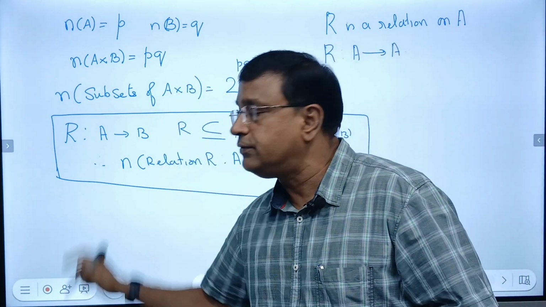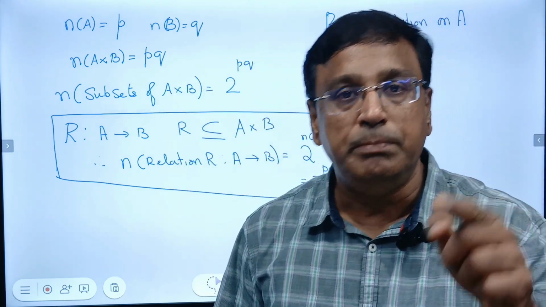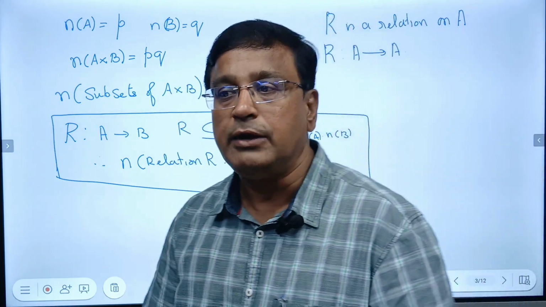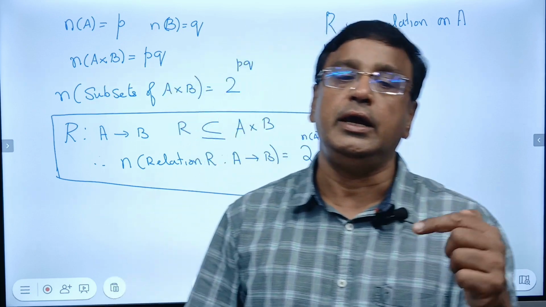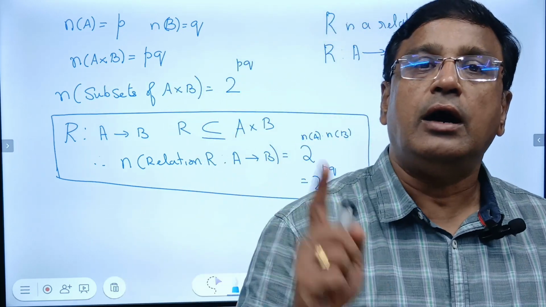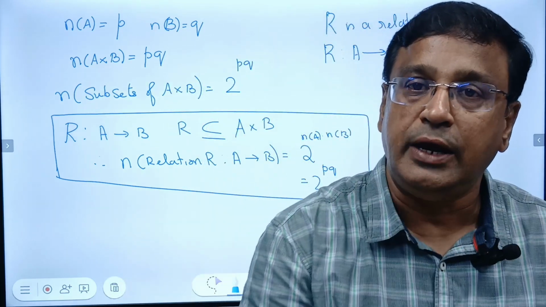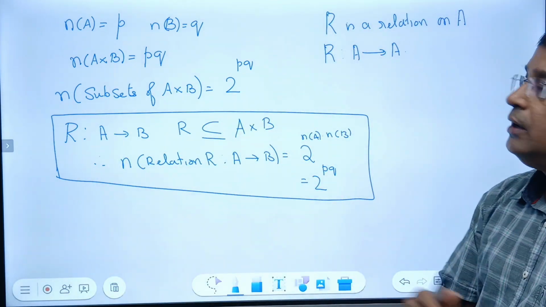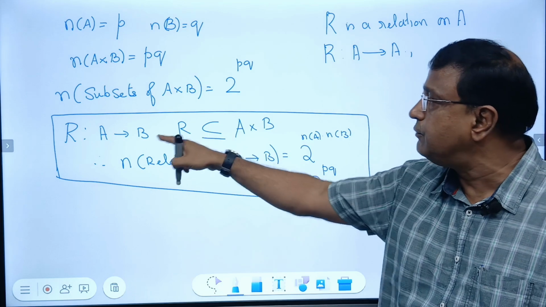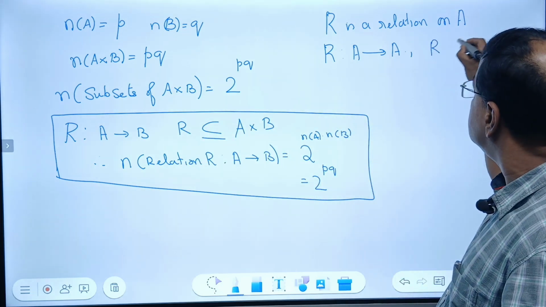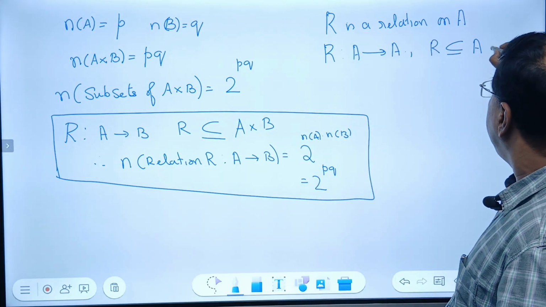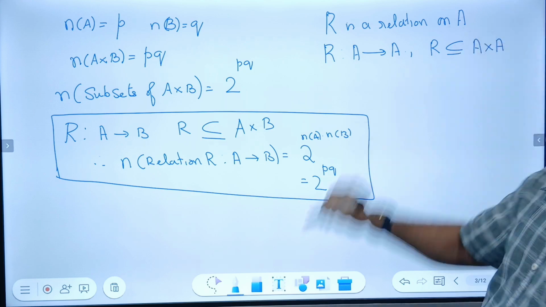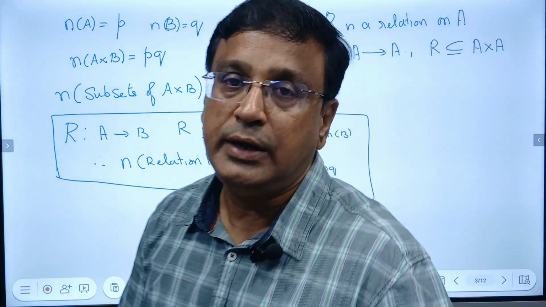Otherwise, I will definitely say R is a relation from A to B. If I don't say A to B and I say R is a relation on A, it is assumed that R is a relation from set A to set A. You are relating set A with set A. And obviously, by this definition, R will be a subset of A cross A.